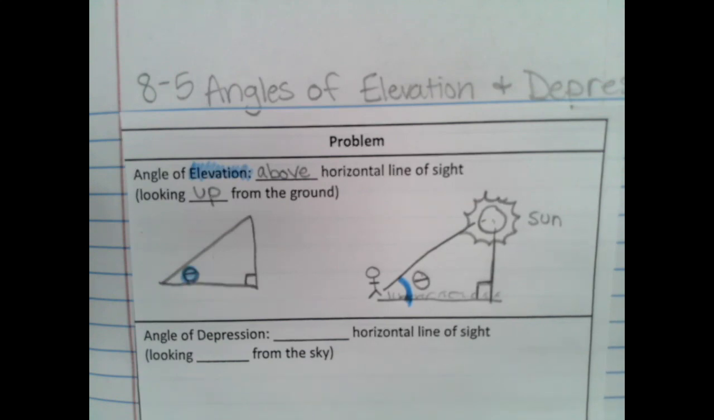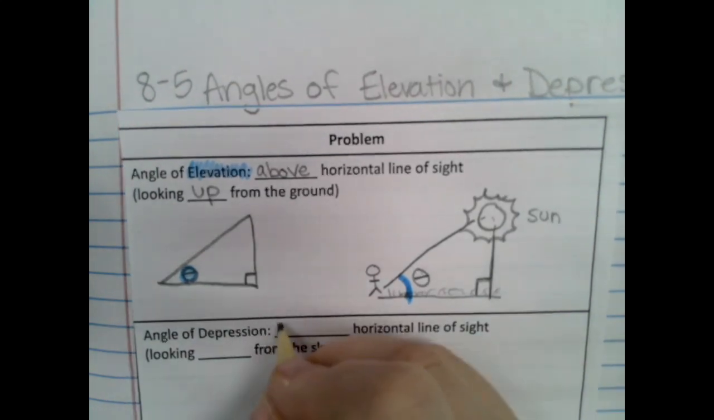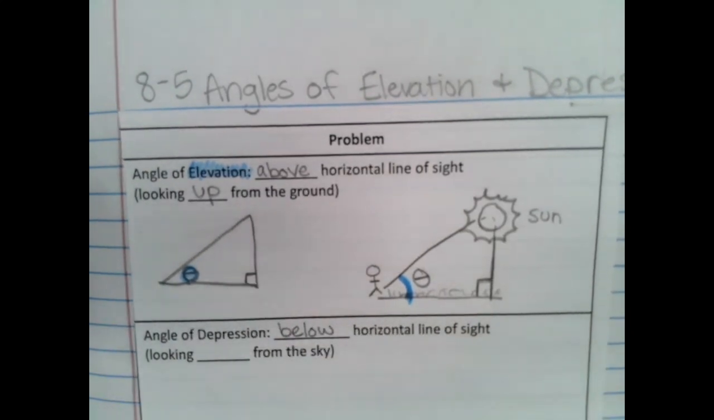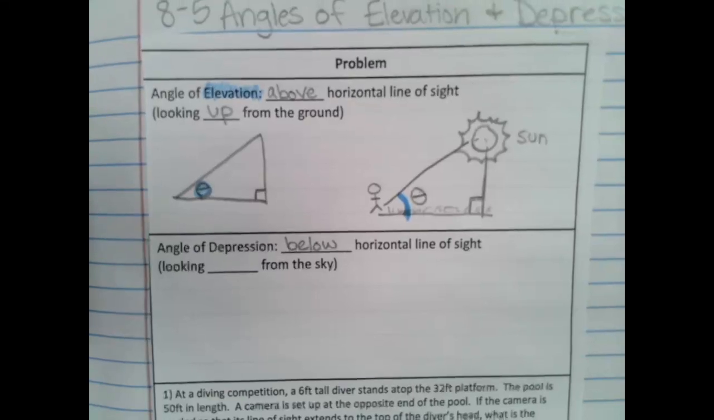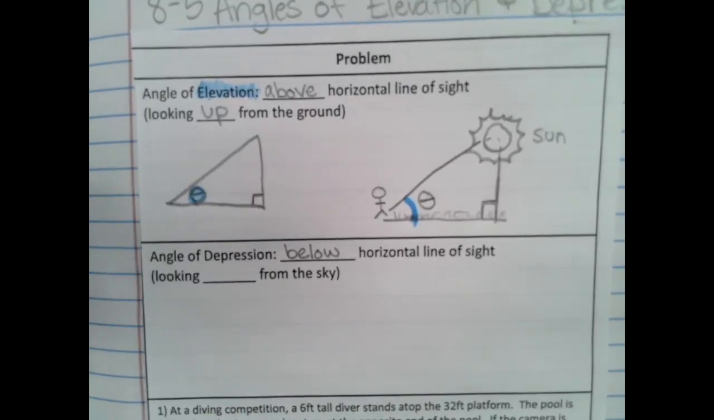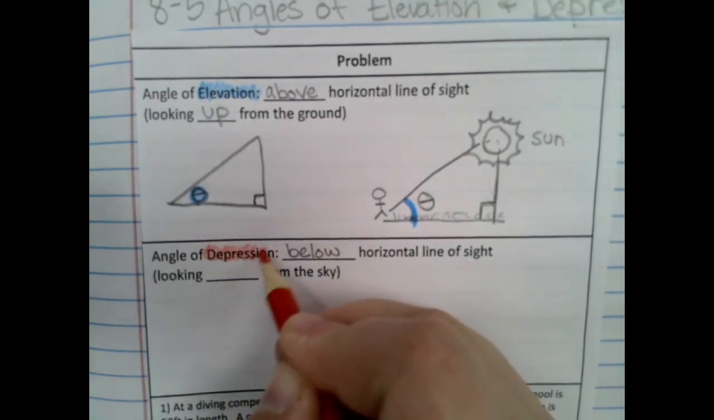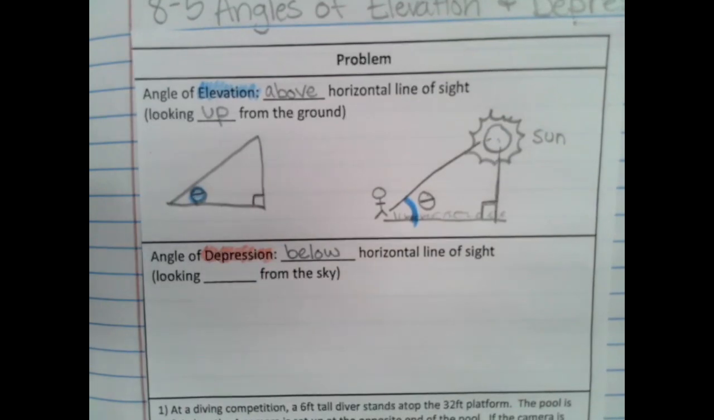All right, next up we have an angle of depression. So if elevation means we're looking above, where would depression be? Looking below, okay? If you have depression, usually you're feeling a little bit below, you're feeling a little under, a little lower. Economic depression usually means that the economy is going down. So depression is below our horizontal line of sight, or that we're looking down from the sky.